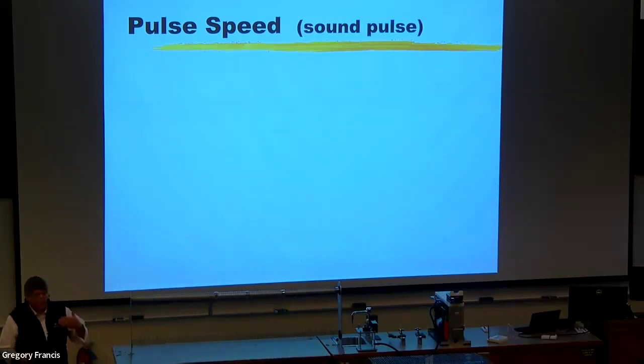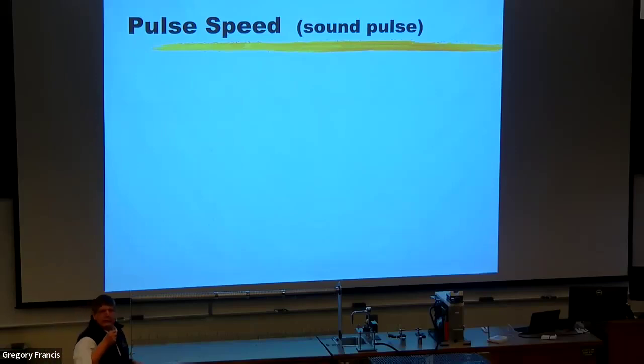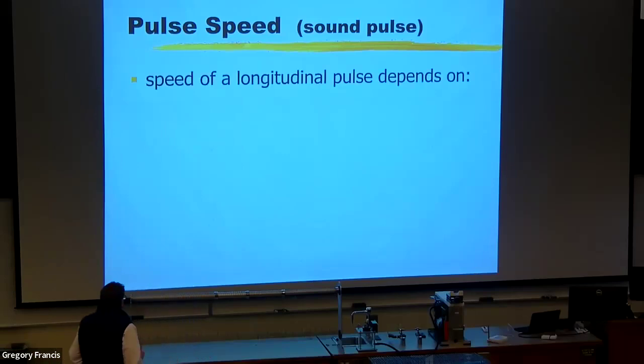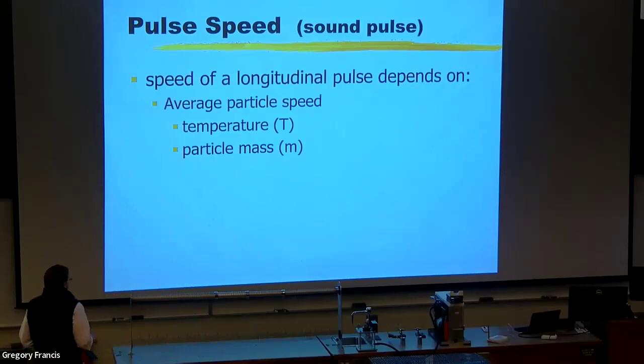Now, sound, we just talked about that. That's a longitudinal pulse. That happens with these molecules going out and hitting their neighbors, and they go and hit their neighbors. And it turns out that that speed depends again on only two things. The average particle speed, which depends on the temperature of the particles and the mass of the particles.